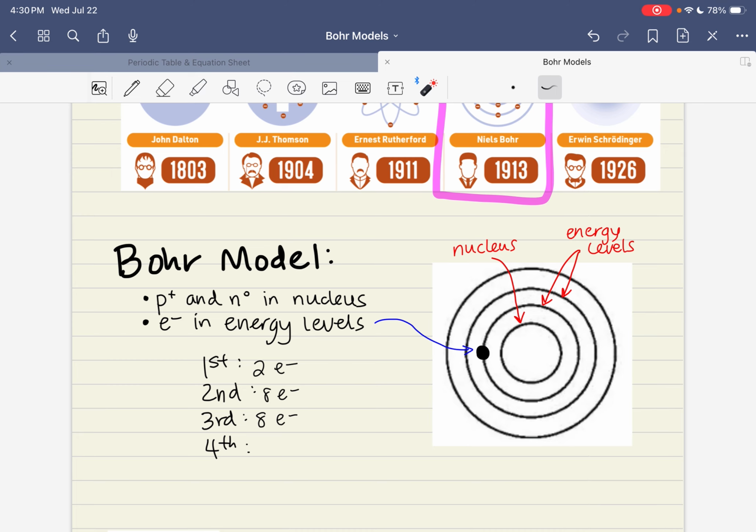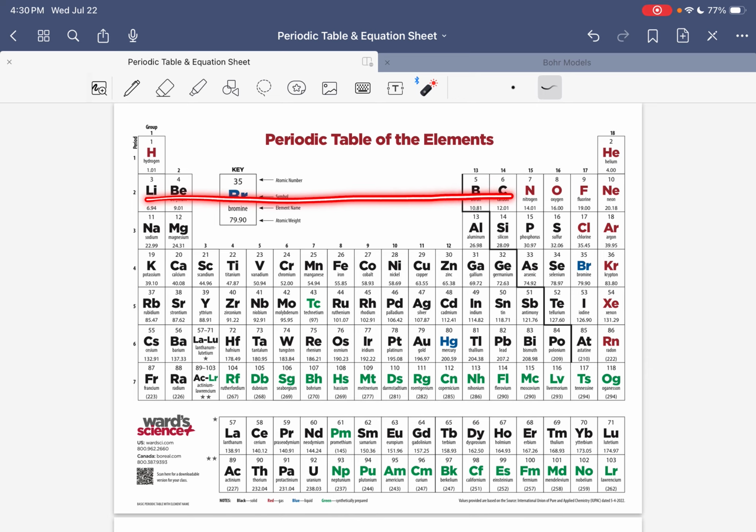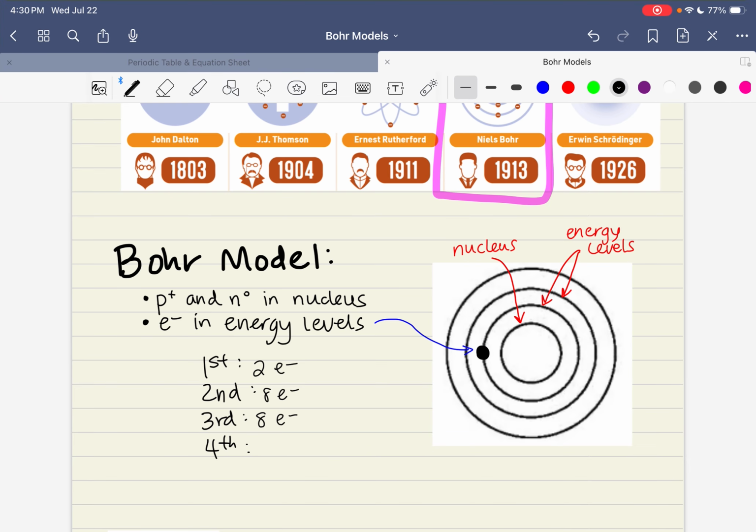Let's look. So here's the pattern. If you look at the first row of the periodic table, there's 2 elements. If you look at the second row and you count, there's 8. If you look at the third row, look at that, there's 8. So if you count how many elements are in the fourth row, 1, 2, 3, 4, 5, 6, 7, 8, 9, 10, 11, 12, 13, 14, 15, 16, 17, 18. That means that we can have 18 electrons in the fourth energy level.